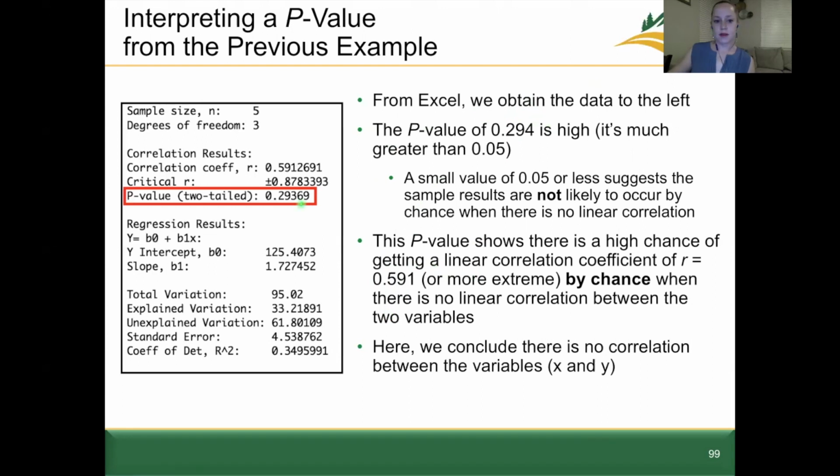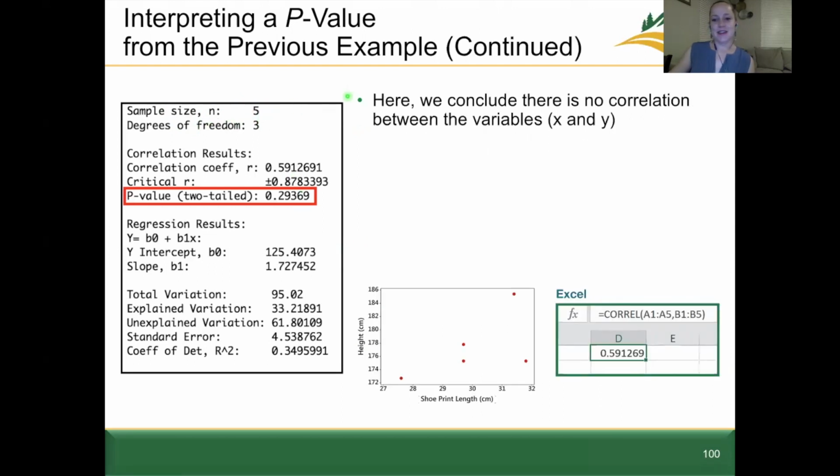Another piece of data I'll point out right here is our sample size of n. Our sample size of n was only equal to 5 in this case. In a few slides, we'll go through an example where n is equal to 40. Okay, so again, here we conclude there is no correlation between the variables x and y.